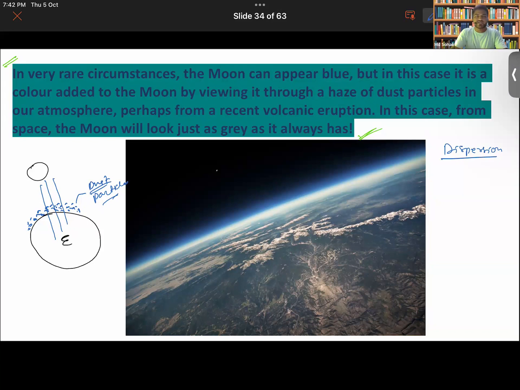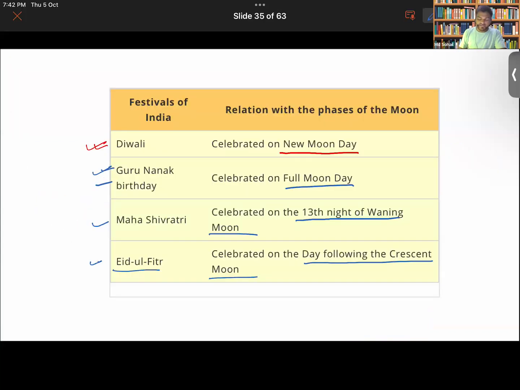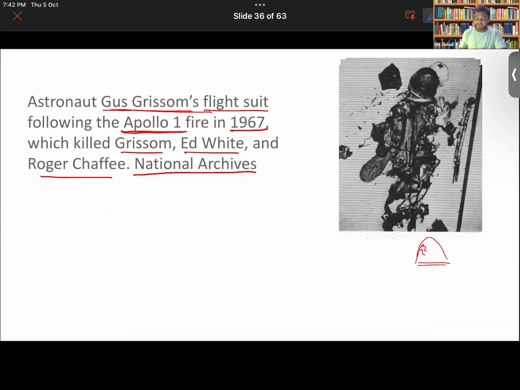Red light scatters the least. In the same manner here also, due to the presence of dust particles in the atmosphere, when you look at the second new moon, the moon appears to be blue because of the same reason, that blue light scatters the most. Yes, sir. Okay. So in simple terms, we have studied that, although there are several other factors as well.